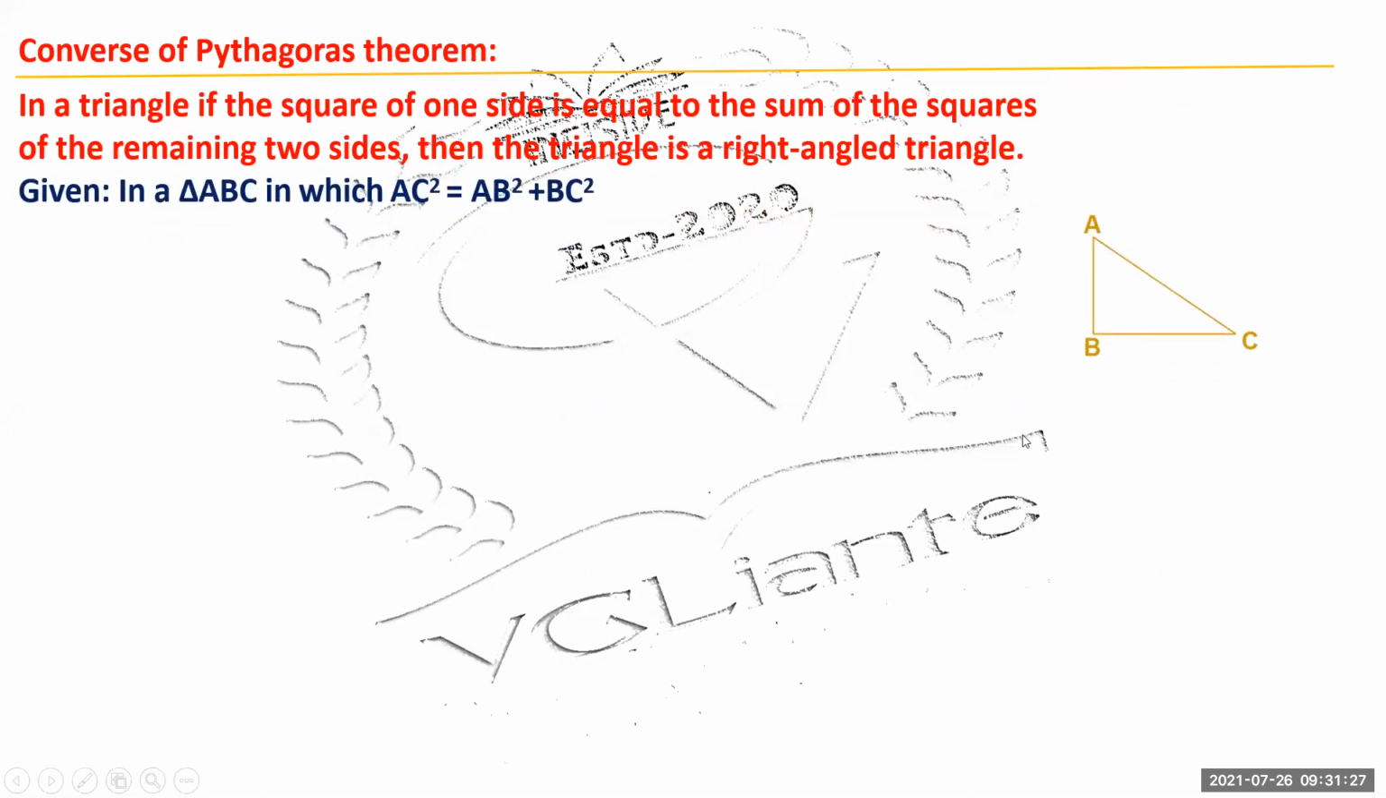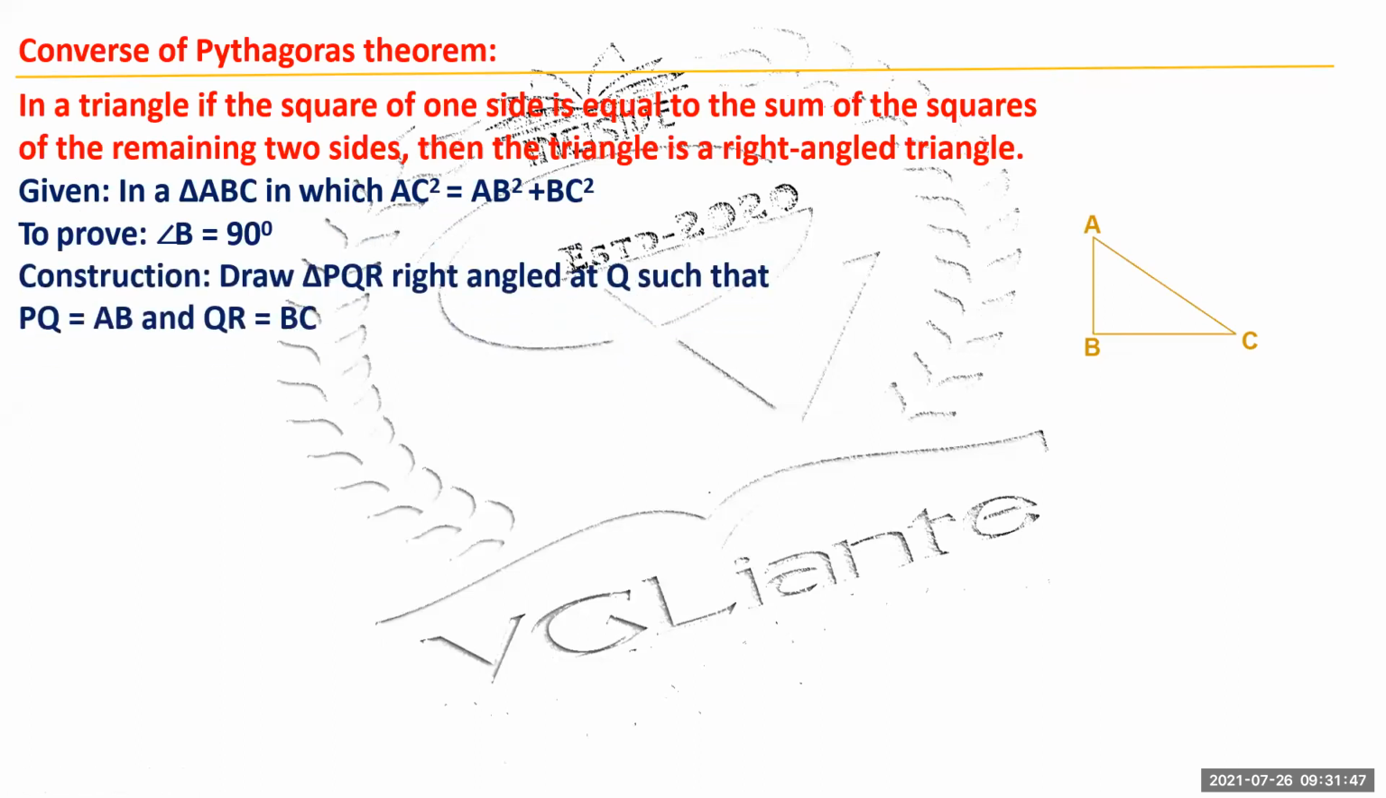Check. So we'll take a triangle, and in that you're going to consider AC square equals AB square plus BC square. We have to prove that angle ABC is 90 degrees. Understand? To prove angle B is 90 degrees.